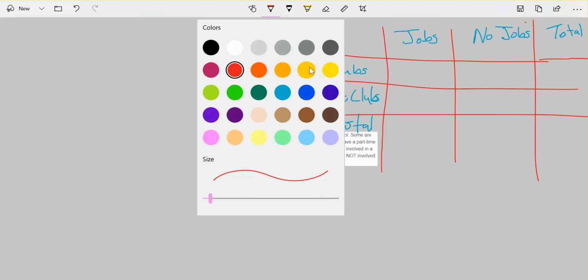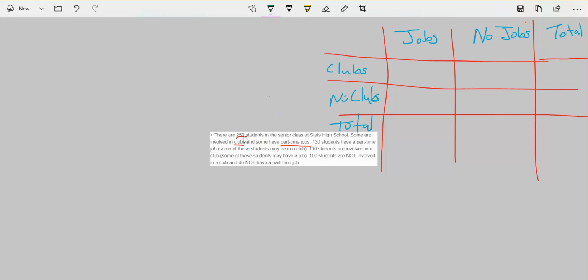So let's start by filling out the information that they gave us. The total of 250 students is my total. Where this total column meets this total column, I know I have 250 students altogether. What else do I have? Some are involved in clubs, some have part-time jobs. 130 have part-time jobs. Some are in clubs, some aren't, but 130 total have these jobs. So we know that 130 goes there.